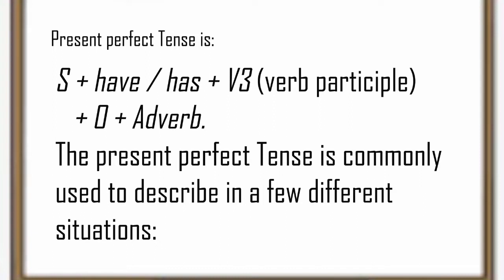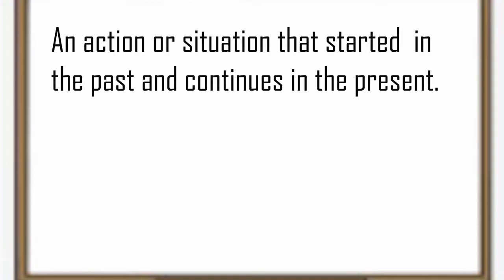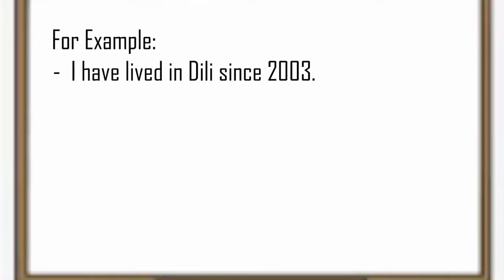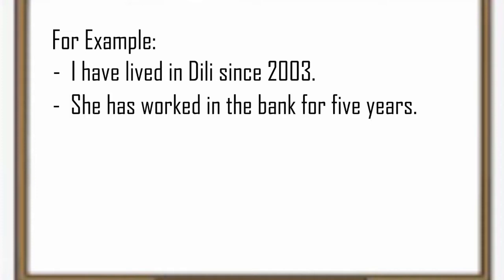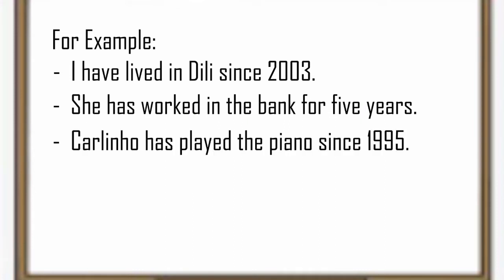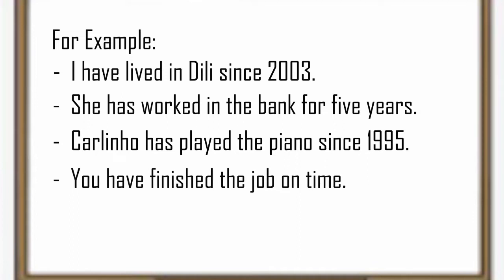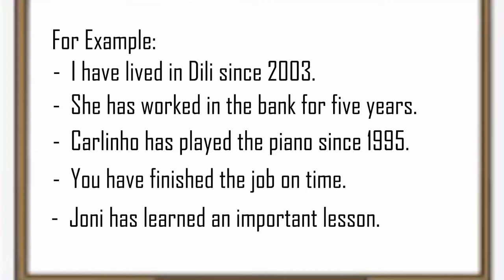The present perfect tense is commonly used in a few different situations. First, to describe an action or situation that started in the past and continues in the present. For examples, I have lived in Delhi since 2003. She has worked in the bank for 5 years. Carlinho has played the piano since 1995. You have finished the job on time. Johnny has learned an important lesson.